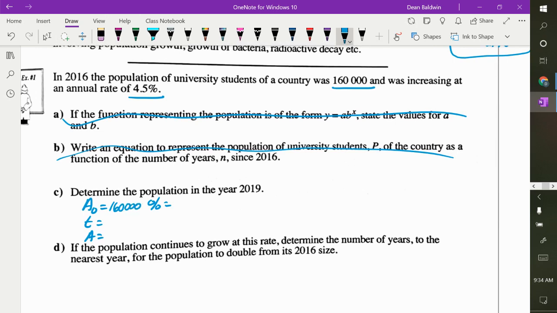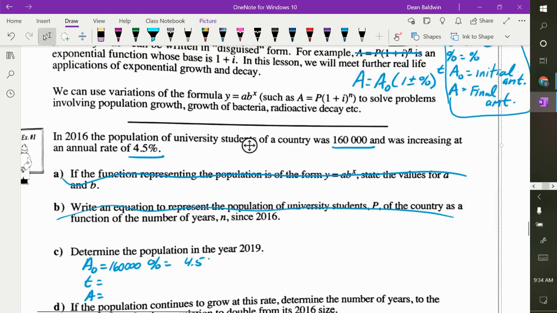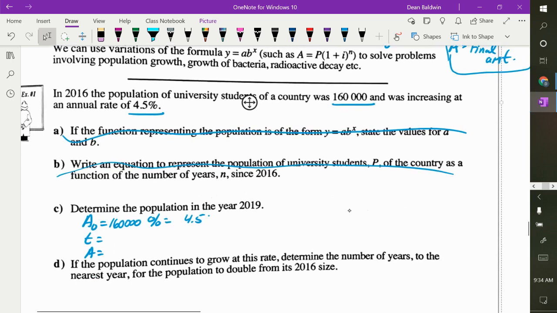What is my percentage? Okay, this is the important part. Yes, it's 4.5, but they say it's increasing at 4.5. If you look back at the formula, it's 1 plus or minus. So if they say increasing, that's going to be plus. If they say decreasing, it's going to be minus. All right, perfect. So positive 4.5%.